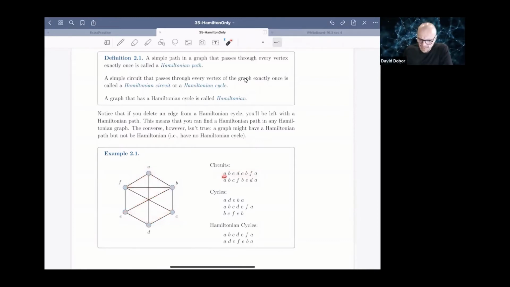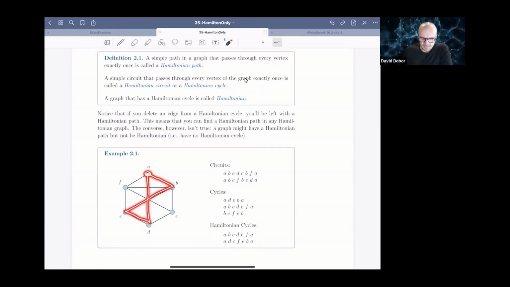It started at A and ended at A. Same thing goes with this one. I'm not going to trace it out. So let's look at cycles. Here's a cycle, A, D, E, B, and A. So that was a cycle. This is a cycle of length 4.